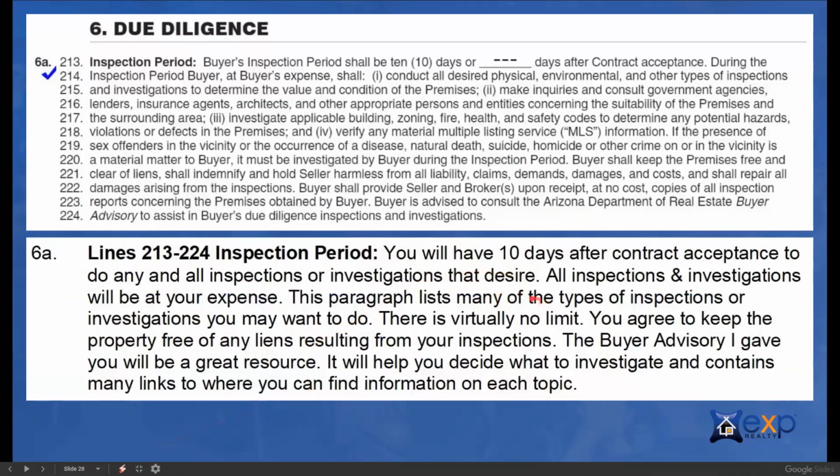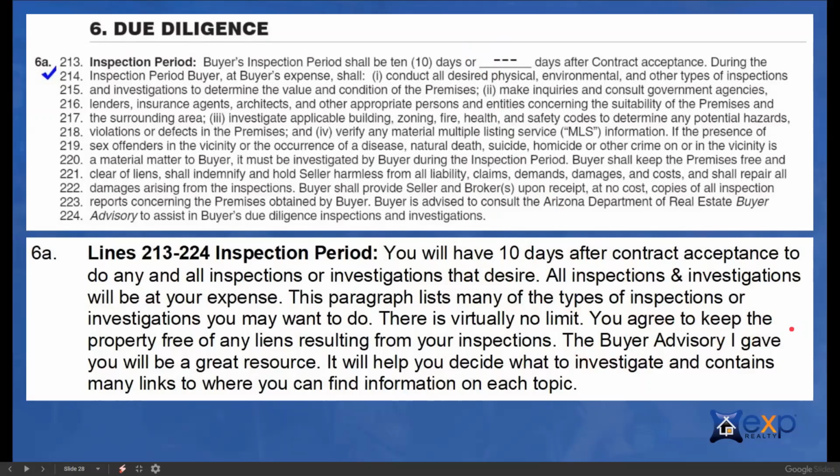Okay, the next section, 6A, inspection period. I explain it like this. You'll have 10 days, assuming that's the number you choose to put in there, 10 days after contract acceptance to do any and all inspections or investigations that you desire. All inspections and investigations will be at your expense. And this paragraph lists many of the types of inspections or investigations you may want to do. There is virtually no limit.